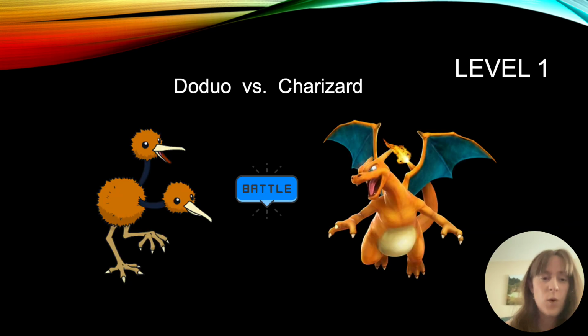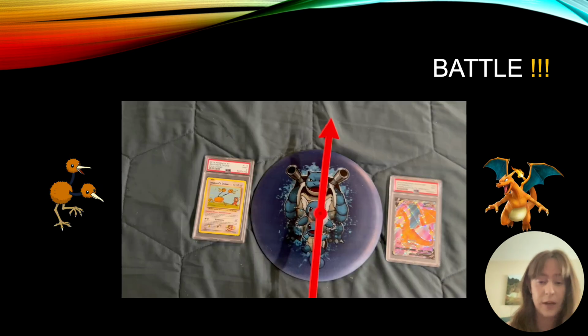Okay, level 1, first battle, make a prediction right now. Who do you think is going to win? You got it ready? Okay, let's see if the spinner gets it right, and then let's compare it with the math.